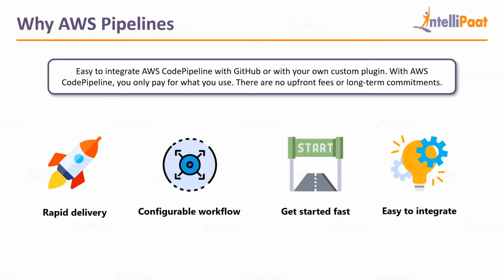And finally, easy to integrate. It's very easy to integrate with external services like GitHub. It's just a matter of a few clicks. And also you can include Jenkins, you can include Docker, you can include any DevOps tool you want, and you can integrate it with AWS pipelines.